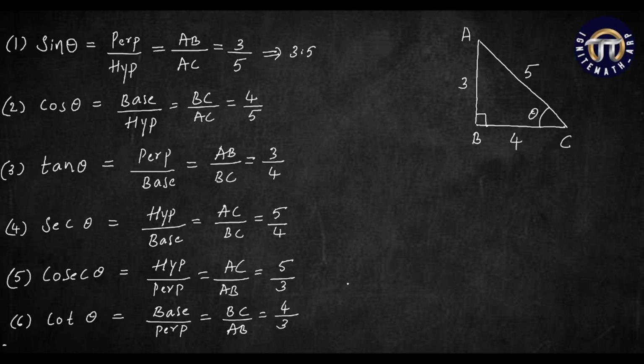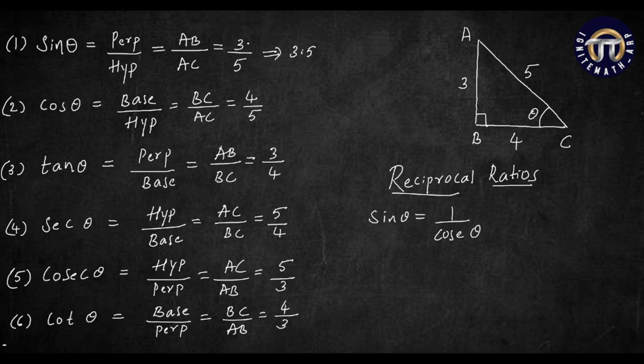If you carefully observe, children, we can identify some of the reciprocals over here. So I just call them reciprocal ratios. Sine theta is the reciprocal of cosec theta. Sine theta here is 3 by 5, cosec theta is 5 by 3. They are reciprocals of each other. Sine theta is equal to 1 by cosec theta, or cosec theta is equal to 1 by sine theta.